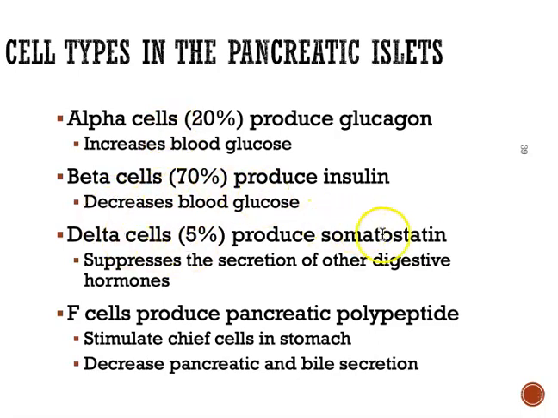Delta cells produce somatostatin. This is going to suppress the secretion of digestive hormones. And then F cells produce pancreatic polypeptide. These are going to stimulate chief cells in the stomach, and they're going to decrease pancreatic and bile secretions. So the main thing, again, not these percentages, but the cells, what they produce, and then what they do.